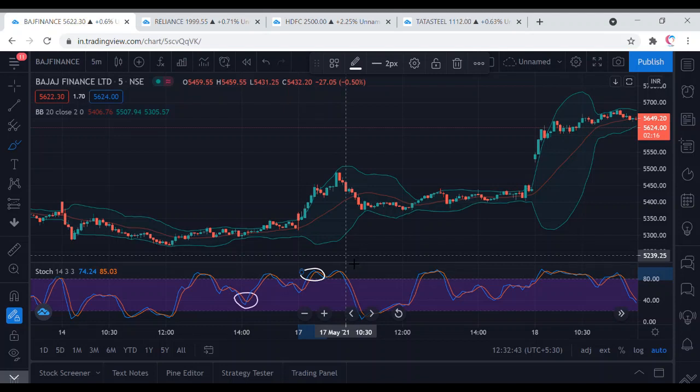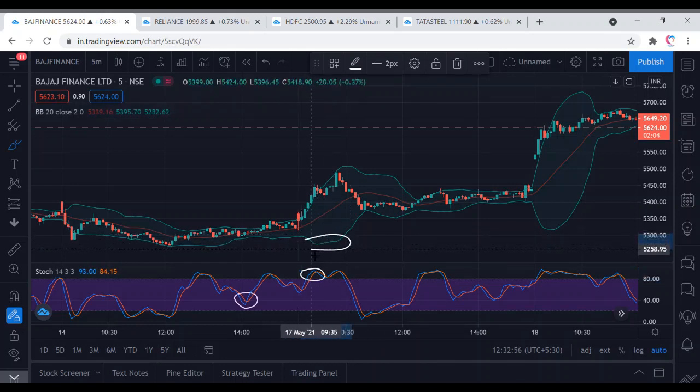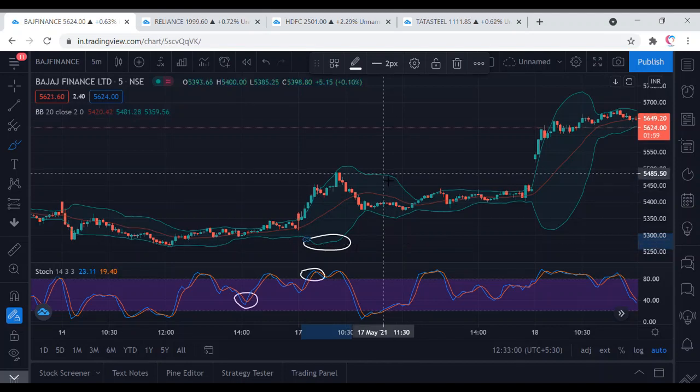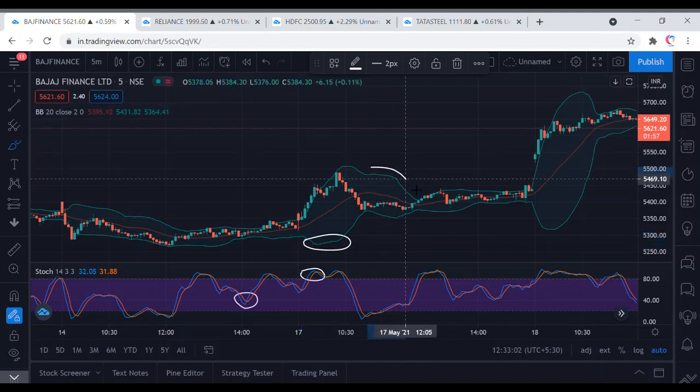So now we will have to combine this stochastic signal with the Bollinger Band signals. To get signals in Bollinger Band, whenever the price comes near or touches the lower band, that will be a buy signal, and whenever the price comes near or touches the upper band, that will be a sell signal.